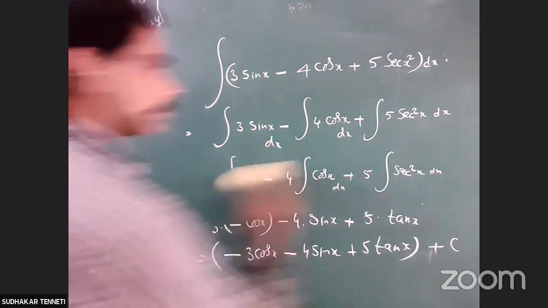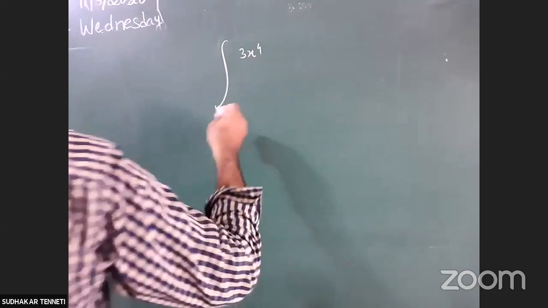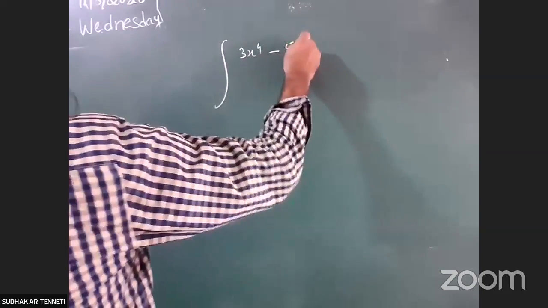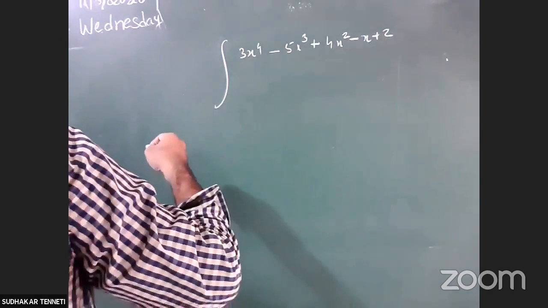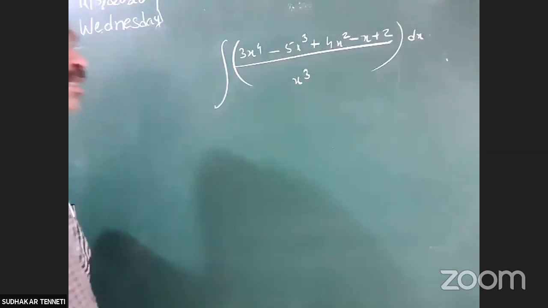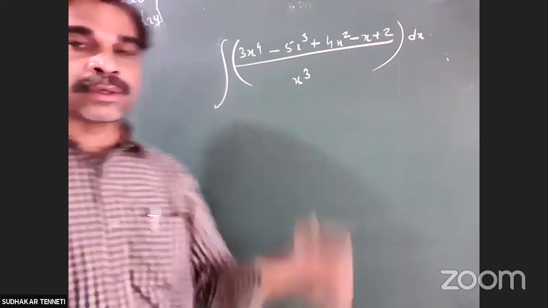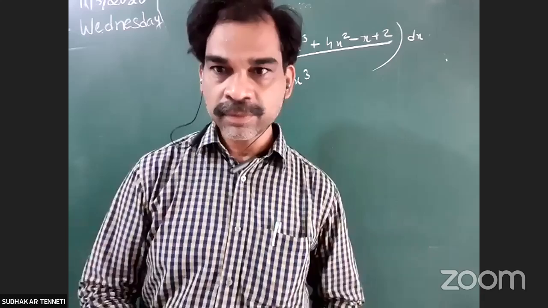Next one is, find the integral of 3x power 5, 3x power 4 minus 5x cube plus 4x square minus x plus 2 by x cube. See this one also. Once look at this one. This problem relates to the fraction concept.